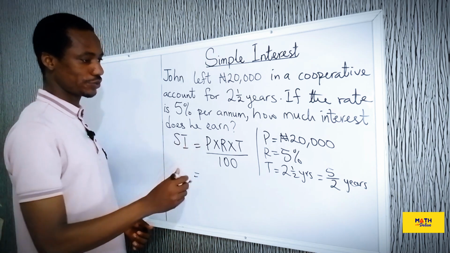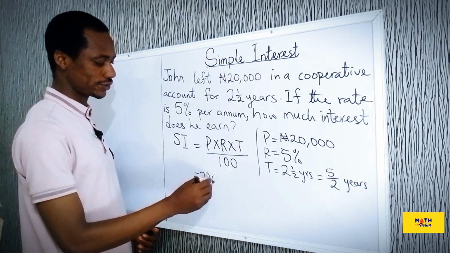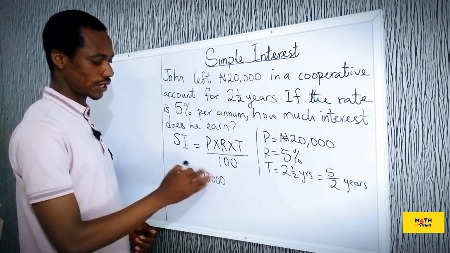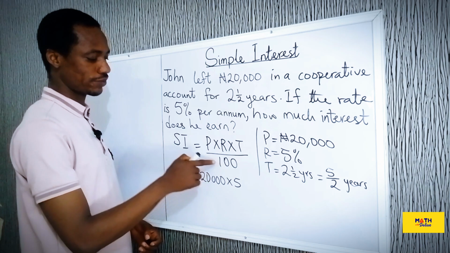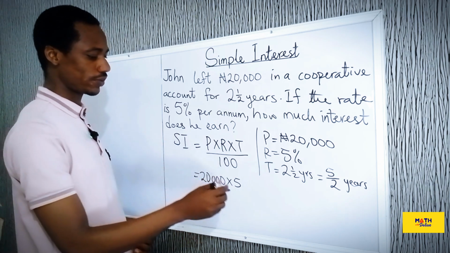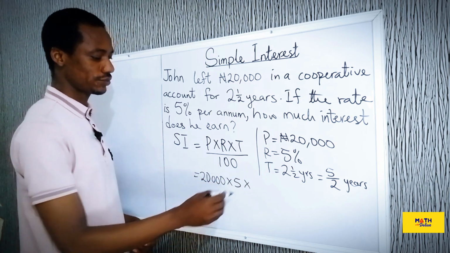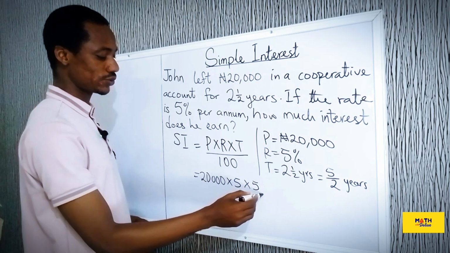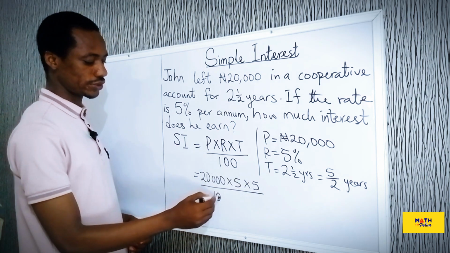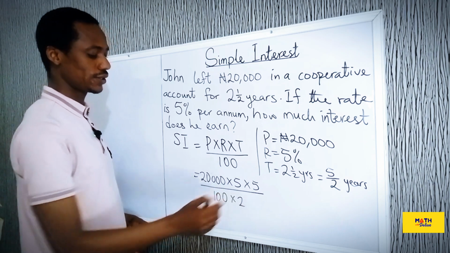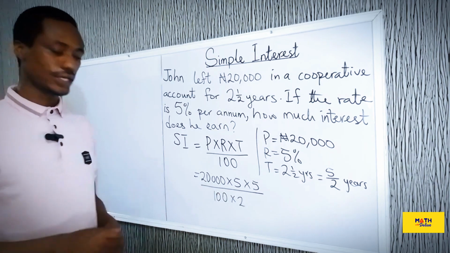We have the principal, 20,000. We have the rate, which is 5. The percent is this 100 we have here. We have the time, and that's 5 over 2. So we'll write the 5 up, and then we'll put the 2 down with the 100. Easy peasy math.